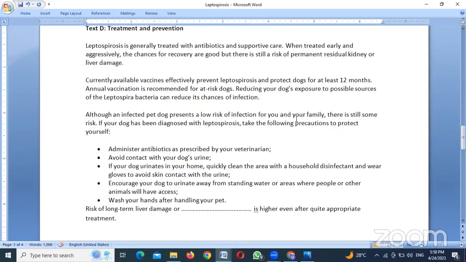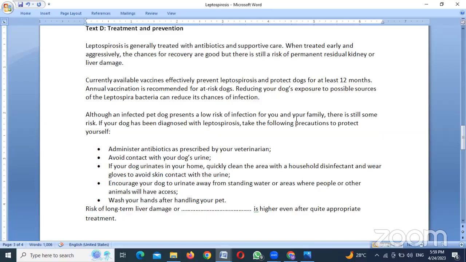What are your keywords? Liver damage. Okay. First para, sir. First para. What is the answer? Damage. Okay. Let's do a permanent. Or residual kidney. Yes, permanent residual kidney.